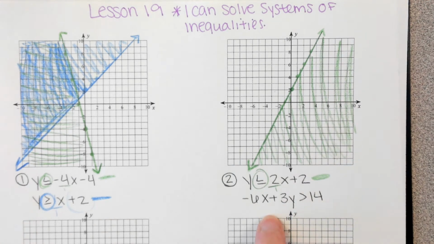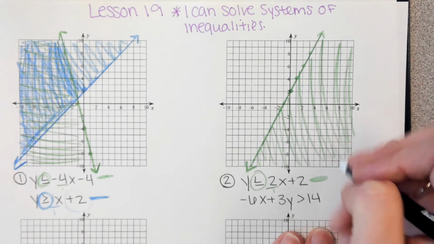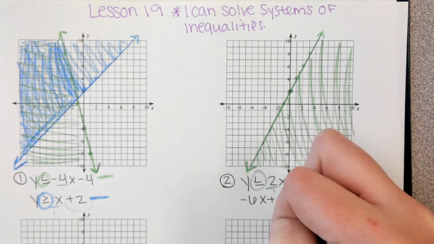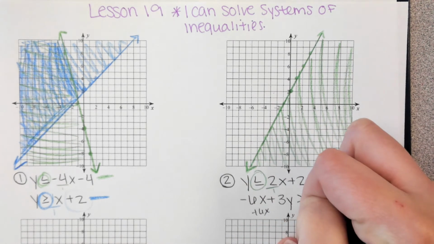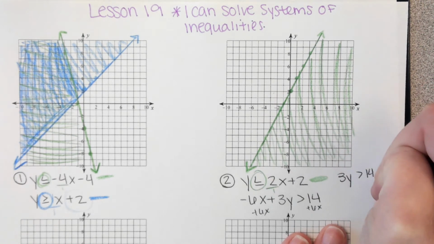Now, this next equation, you can do it a couple different ways. You're going to get fractions either way. If you want to use the x- and y-intercepts, you cover up one variable and get negative 6x is greater than 14. You can divide and solve it that way, or you can solve it for y. I would probably solve it for y if I was doing it myself. So I would add 6x to both sides and have 3y is greater than 14 plus 6x.